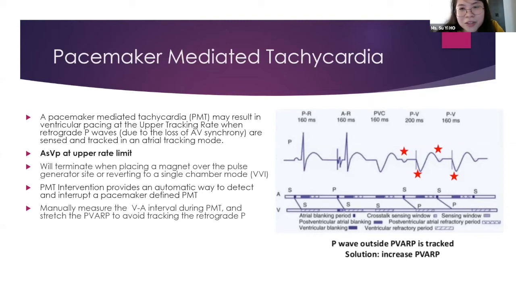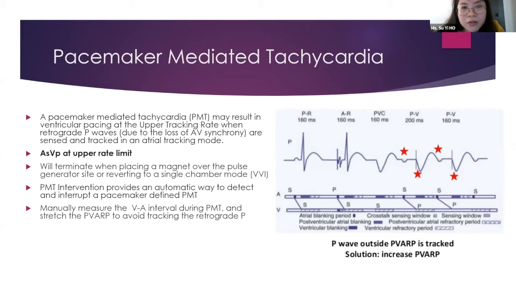So imagine a patient pacing at the upper tracking rate of 110 to 130 beats per minute. How do we recognize whether a patient is currently in PMT or whether it's simply because the atrial rate is very fast? When we place a magnet over the pulse generator site or revert back to a single chamber mode, the episode will actually terminate.